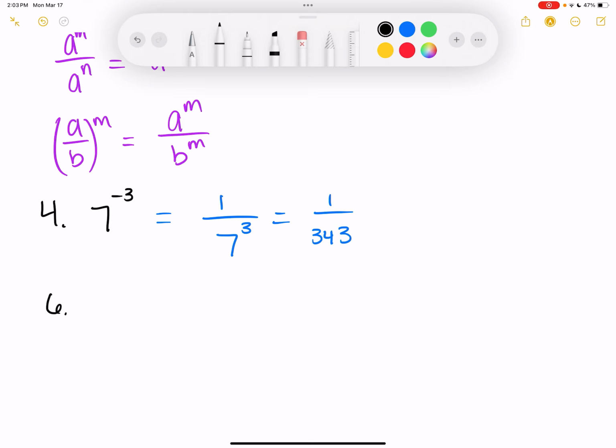Number 6, I've got negative 2 raised to the negative 6. So, again, I've got that negative exponent. Notice the negative 2, the negative is in parentheses, so it's going to go with it. So this is going to become 1 over, in parentheses, negative 2, raised to the positive 6. Now I have a negative raised to an even exponent, so is this going to be a positive or negative final answer? Positive. And what is 2 raised to the 6th? 64, I think. Yeah. So 1 over 64 is the answer to that one.